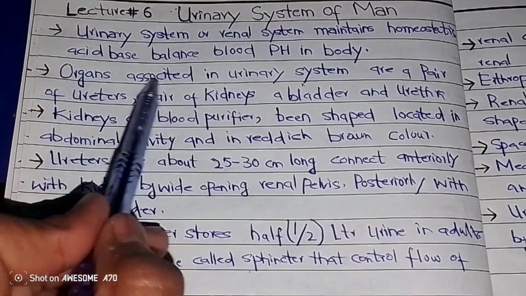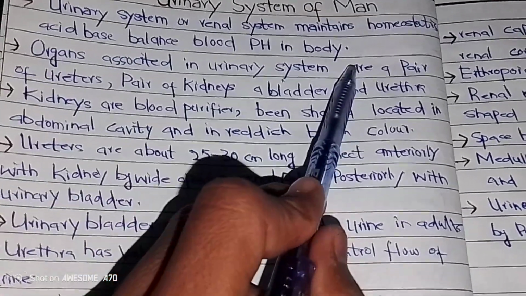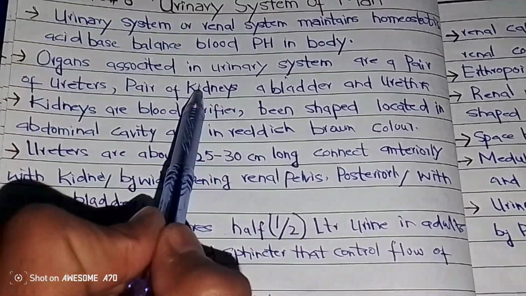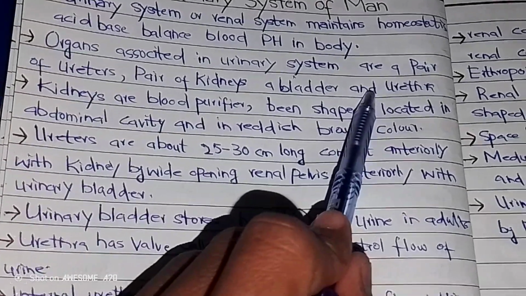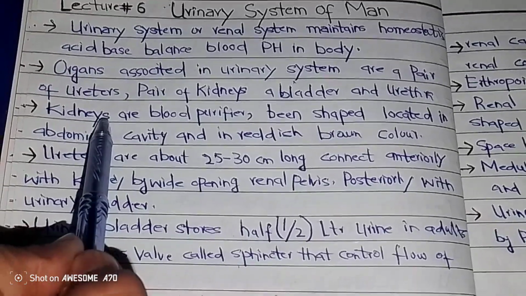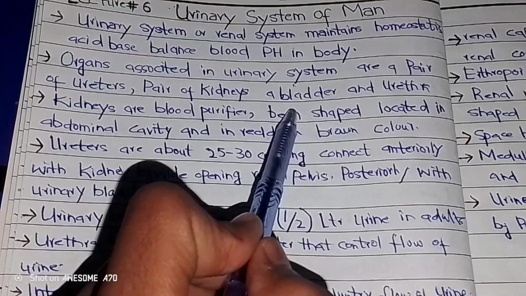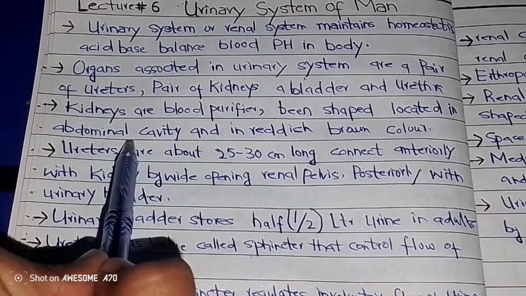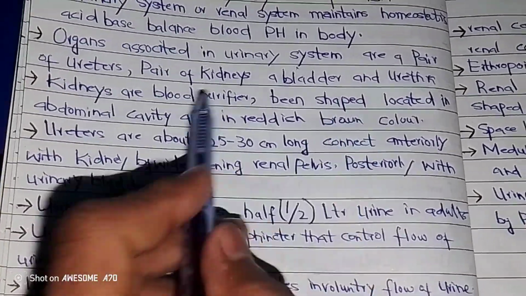Organs which are associated with the urinary system are a pair of ureters, a pair of kidneys, a bladder and a urethra. So first of all, kidney. Kidneys are blood purifiers, bean shaped, located in the abdominal cavity and reddish brown in color.